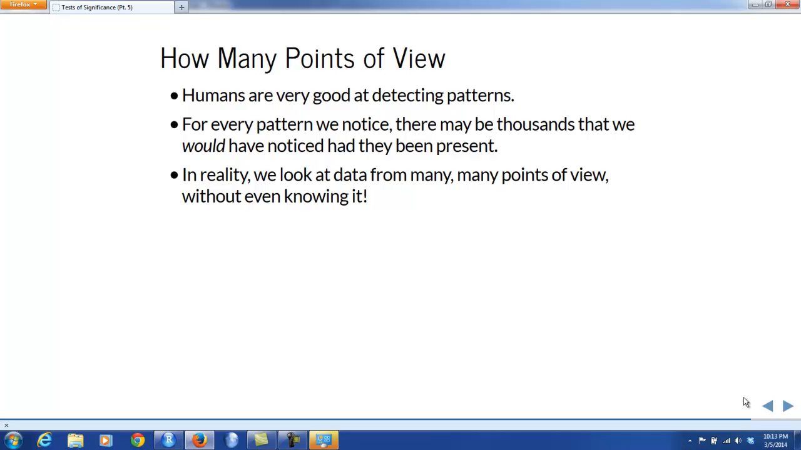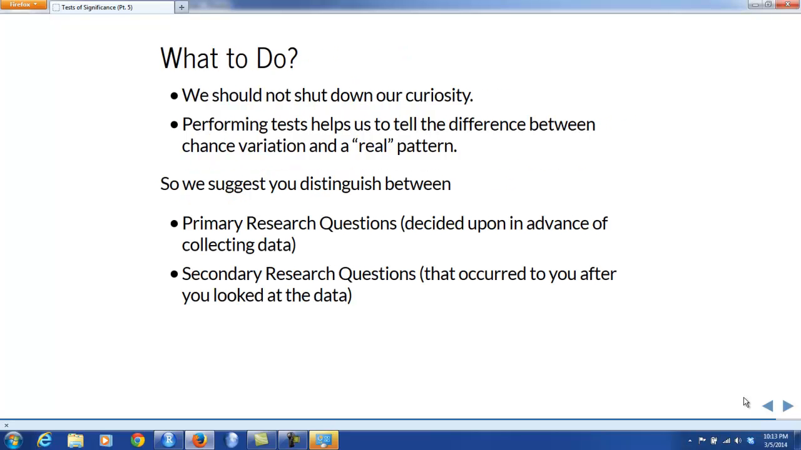So in reality, we are looking at data from very many points of view, so many points of view that we have no idea what they all are, no conscious idea. So what should we do? We should not shut down our curiosity. And performing tests is a crucial thing. They help us to tell the difference between just chance variation and what might be a real pattern out there.